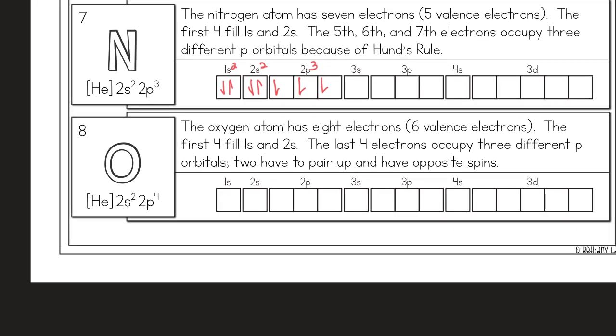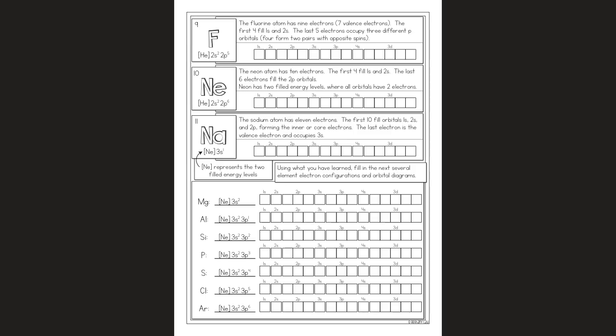For oxygen, we're going to have 8 electrons, so filling this one first, filling this one second. Now I've got 4 more electrons to do, so 1, 2, 3, 4. So once I've got an electron in each of these orbitals, I can go back in and start to fill up with the second electron. So this would be 2p4.